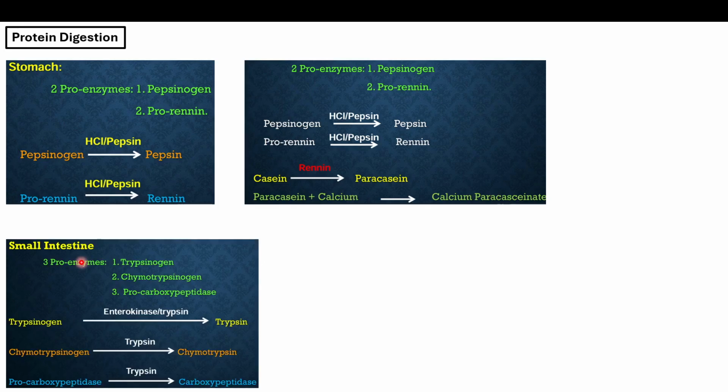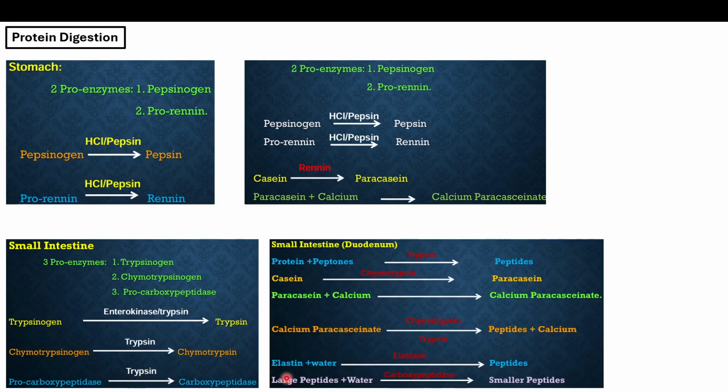Now, in the small intestine, there are three proenzymes. One is trypsinogen, then chymotrypsinogen, and procarboxypeptidases. Trypsinogen is acted upon by enterokinase to form trypsin. Chymotrypsinogen is acted upon by trypsin to give rise to chymotrypsin, and procarboxypeptidase is again acted upon by trypsin to give rise to functional carboxypeptidase. In the duodenal region, proteins plus peptones are acted upon by trypsin enzyme to give rise to peptides like smaller polypeptide chains. Okay. Casein is acted upon by chymotrypsin to give rise to paracasein as well, along with renin.